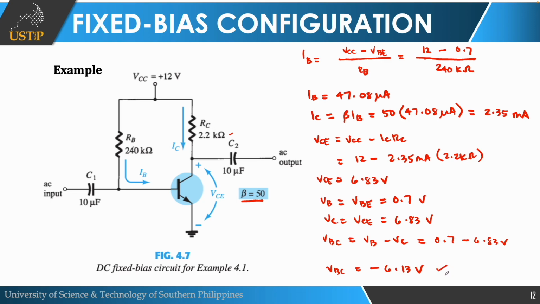And this indicates that this is in reverse bias, which is needed for our circuit to operate in its active region. By getting a negative value, we have verified that it is in reverse bias for the base collector junction, while the base emitter junction is forward bias. Okay, that's all for the fixed bias.